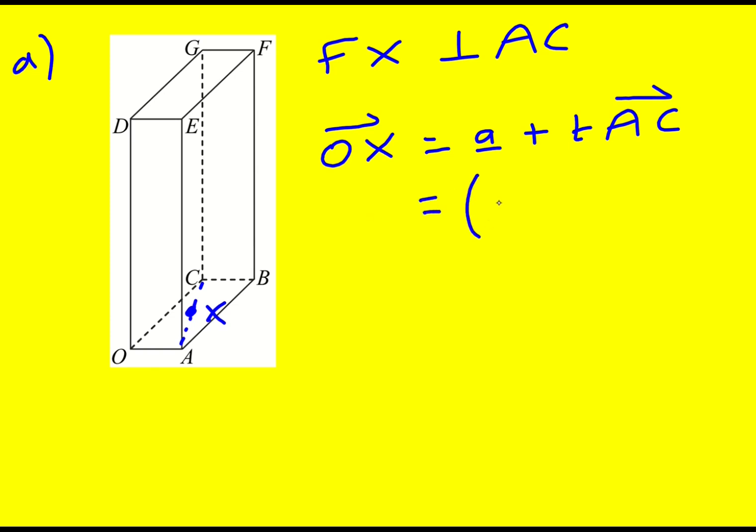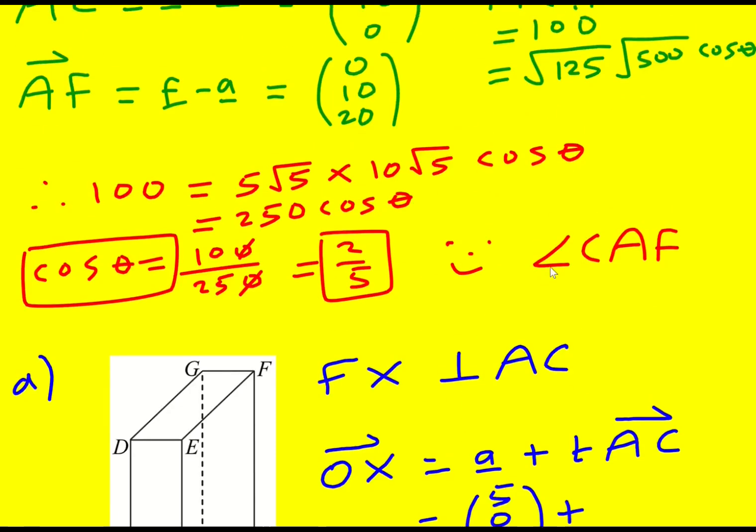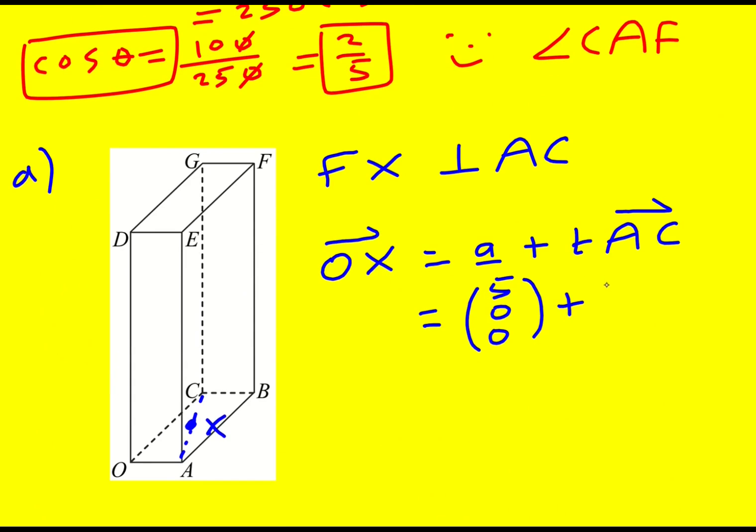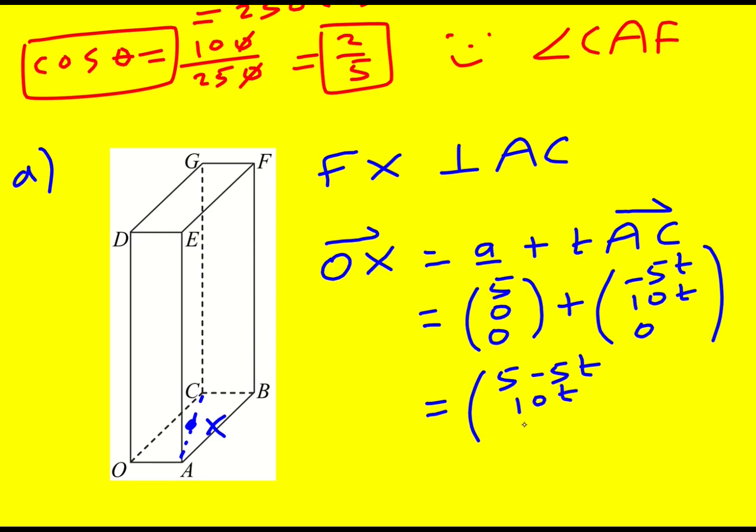So A, if you remember, was 5, 0, 0. And then AC we calculated up here. It was minus 5, 10, 0. So I'm also going to multiply through by the t that I have to give 5 minus 5t, 10t, and 0. So that's our position vector OX. We just need to find out what t is.